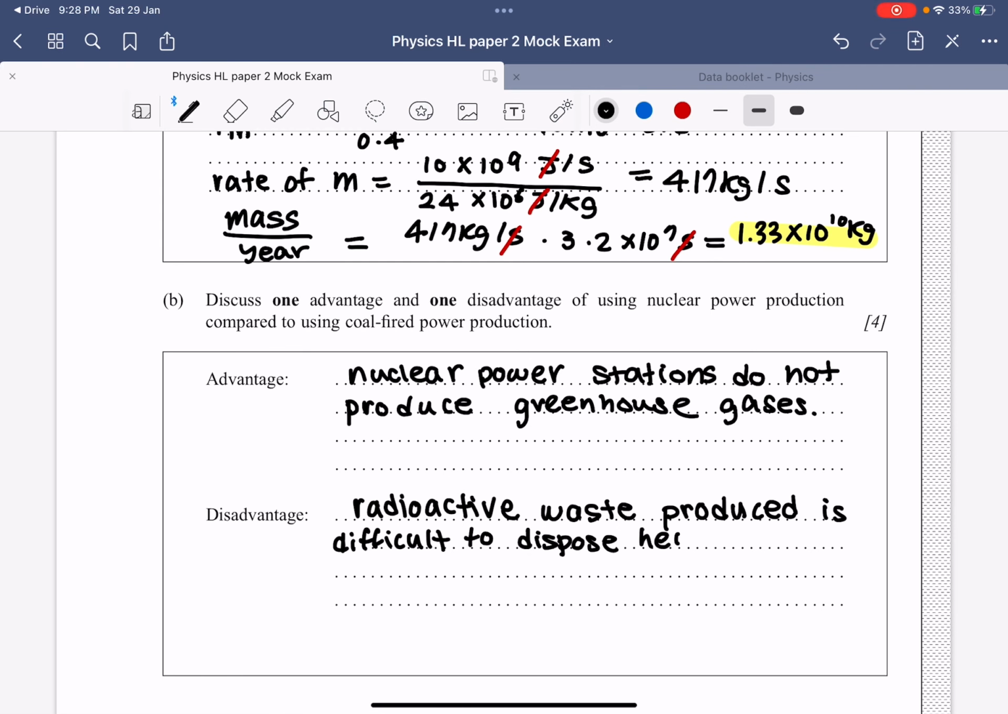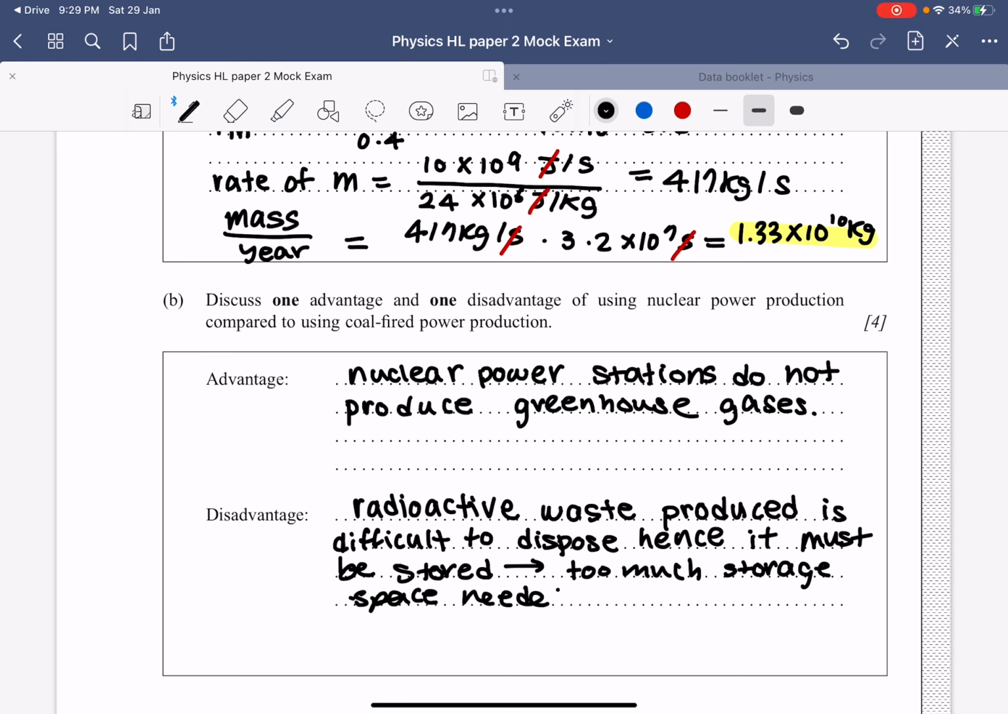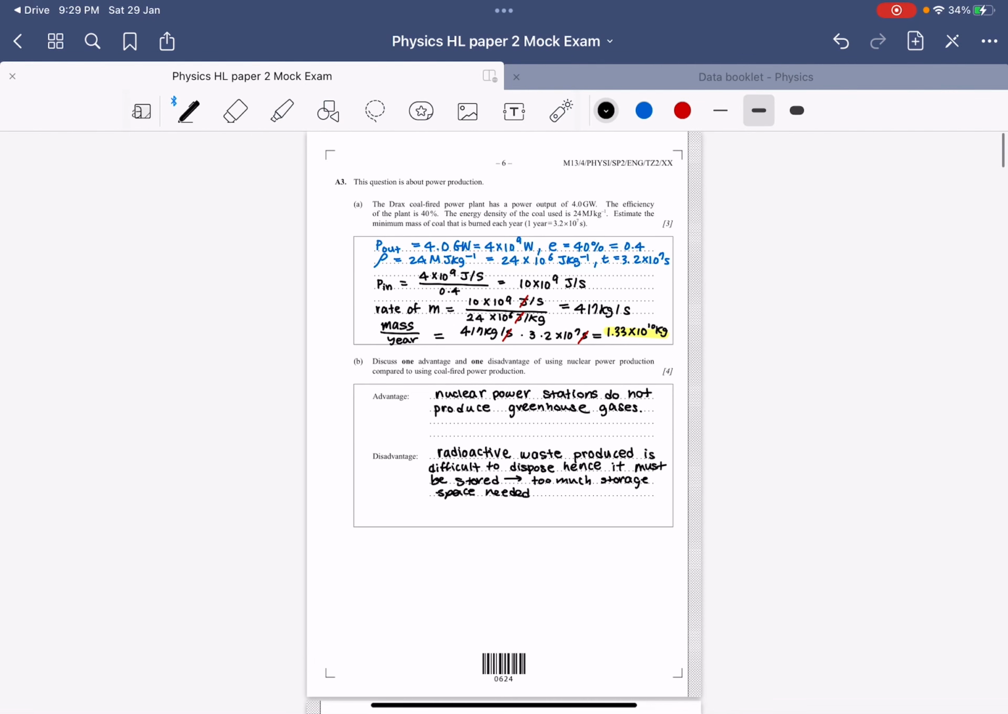So if you only write this, you can get maybe a mark. But the important part is that it must be stored. This means too much storage space is needed. So this is one advantage and one disadvantage, and you'll get the full 4 marks here. Okay, that's it. Thank you.